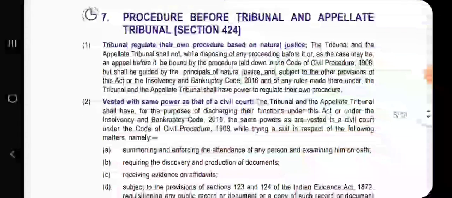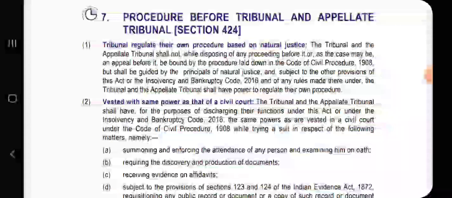Then next comes section 424. Procedure before tribunal and appellate tribunal. See, tribunal and appellate tribunal will have its own procedure. It all depends upon the code of civil procedure. It is like natural justice. It depends on case to case. There is no fixed procedure where tribunal and appellate tribunal has to follow it strictly. So, the law says, tribunal regulate their own procedure based on natural justice. That's it. There is no fixed procedure at all. It is bound by the procedure laid down under Code of Civil Procedure. Hope you are clear with this.